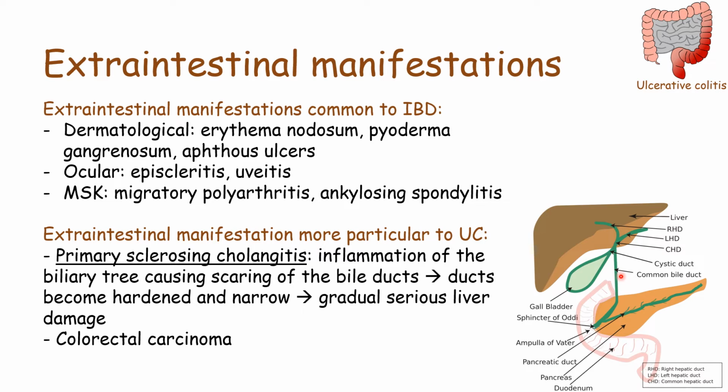And so if there's inflammation of the biliary tree, the ducts will become hardened and narrow, because you get the deposition of fibrous tissue in these ducts. And this essentially increases the pressure in the biliary tree and leads to a backflow of bile into the liver and increased pressure within the sinusoid spaces in the liver, essentially leading to gradual liver damage. It can be very serious.